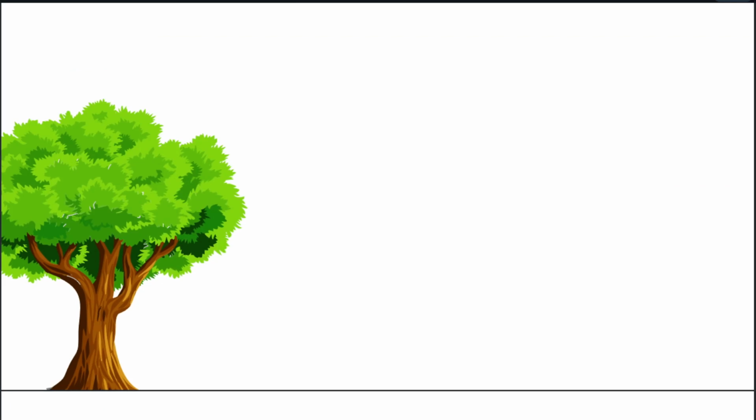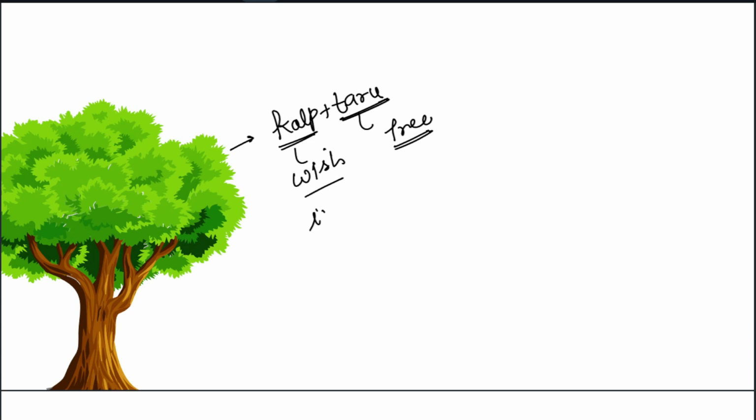Now let's talk about the last one, Kalpataru. Kalpataru means Kalpa, K-A-L-P-A, plus Taru. Taru means a tree and Kalpa means the wish or the imagination. Kalpataru is a part of Indian mythology, where it is assumed to be a tree which can fulfill any wish.